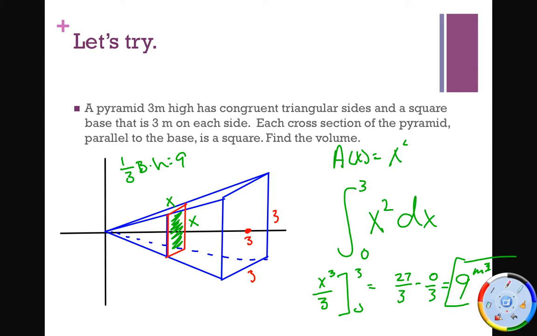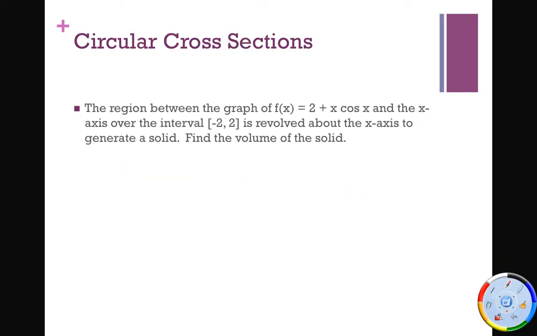But let's get into something a little bit more interesting. What if our cross sections were not squares, but they were circles? So it's a good idea to know that the area of a circle is, oops, sorry, not a of x. Let me get rid of that. That's silly. It is pi r squared. That's obvious. We should know that.